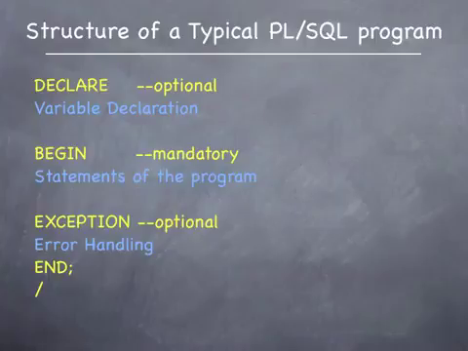The third section is called the exception section. This exception section is an optional section. That means you don't have to write an exception section. However, it serves a very important task of error handling. If you are aware of certain types of errors occurring in your program, you might want to include the exception section to ensure completeness and proper execution of the program.